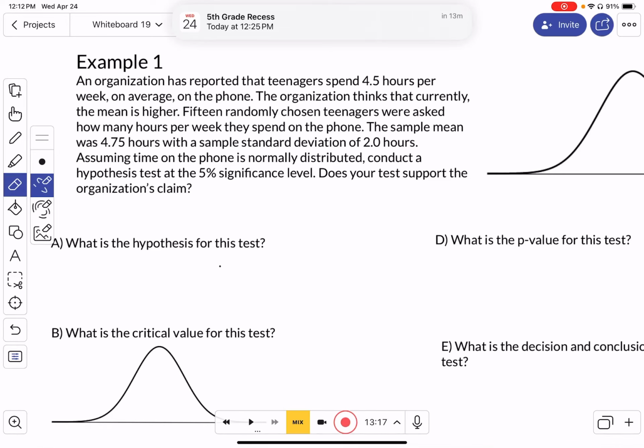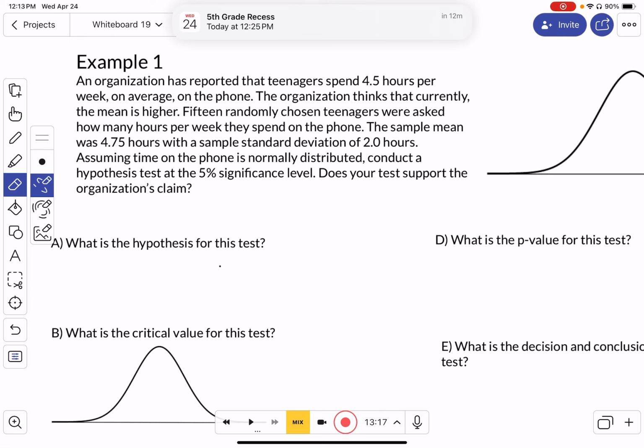So in this video, we're going to talk about how to do a hypothesis test. Now, I want to remind you of all the mechanics that are needed for a hypothesis test. And so we're using the example that says an organization has reported that teenagers spend 4.5 hours per week on average on the phone. The organization actually thinks that they spend more time than that, and they've gathered 15 randomly chosen teenagers and asked them how long they spend on the phone. The sample mean for that sample set was 4.75 hours and a standard deviation of 2 hours.